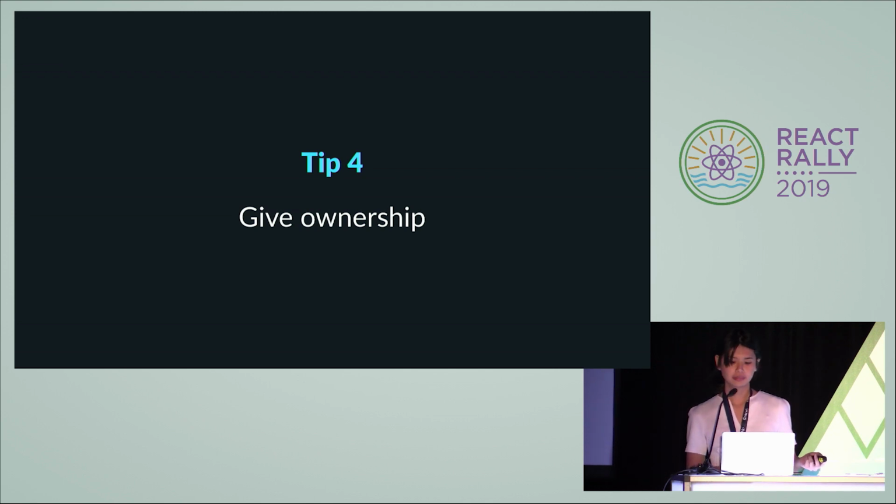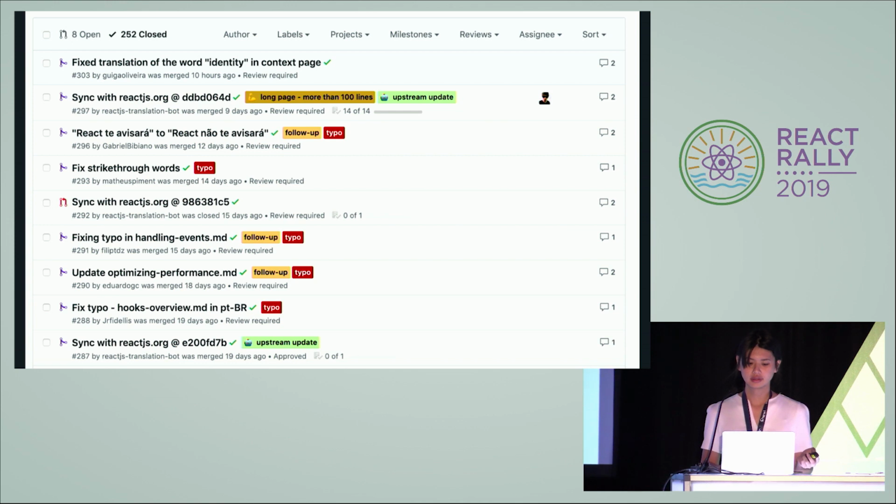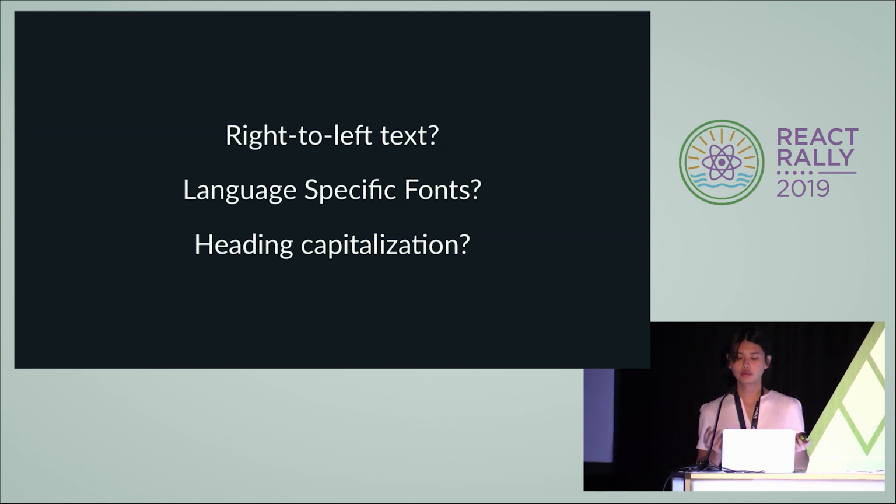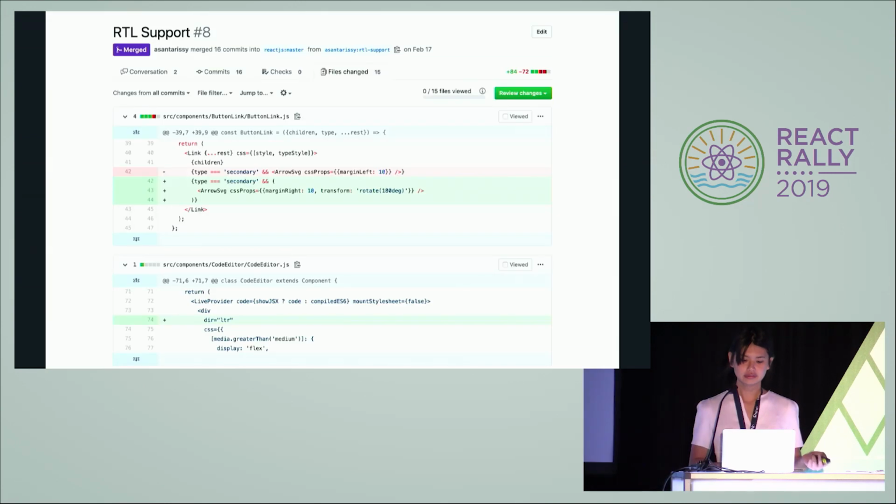Step 4, give ownership. Offer tools, but aside from the bare minimum, let people do things how they want. Some languages need a really complex and sophisticated system of tags to keep track of which PRs are in which state. There are a lot of issues related to localization, like right-to-left text or which fonts are the best for which languages, that a lot of these developers coming from those communities know a lot more than I did. And they're talented developers.